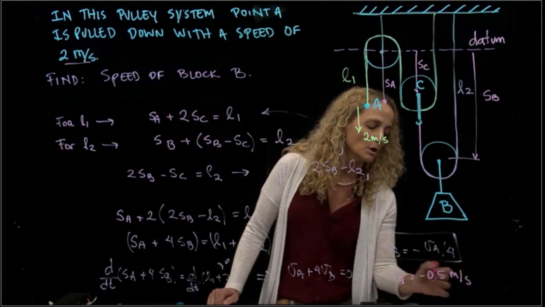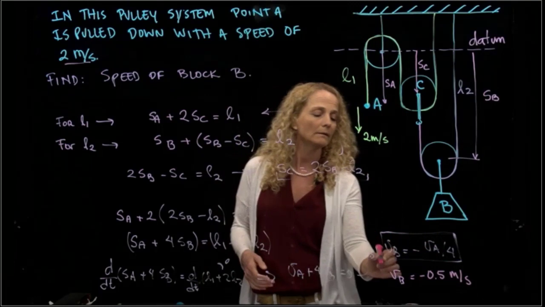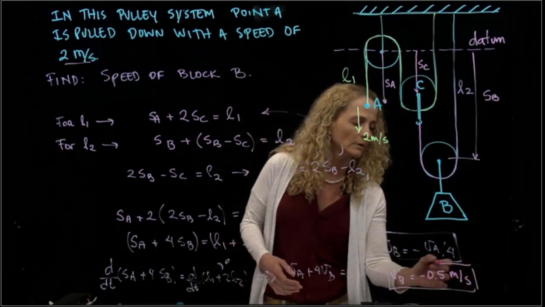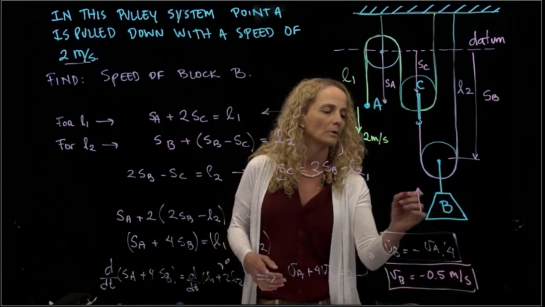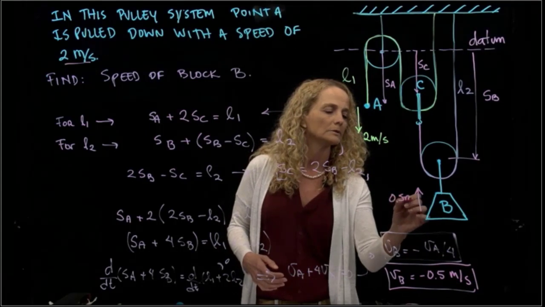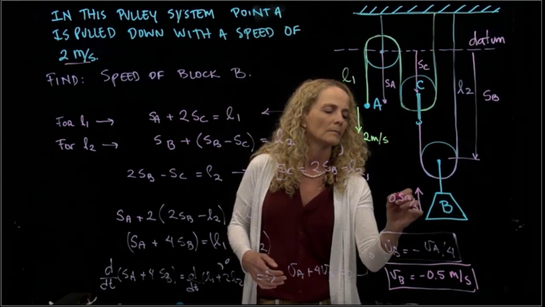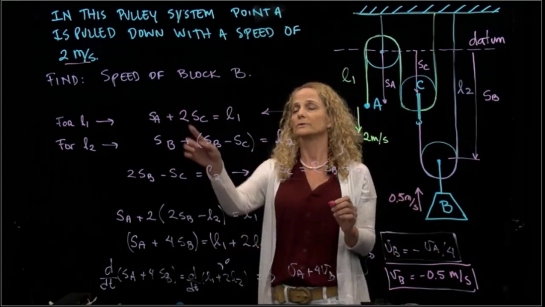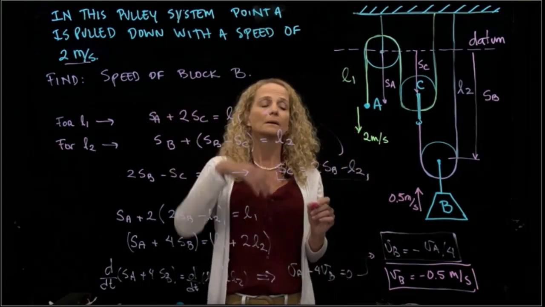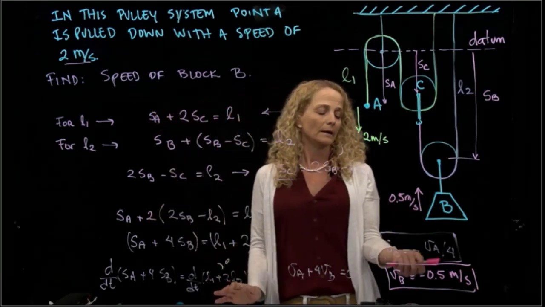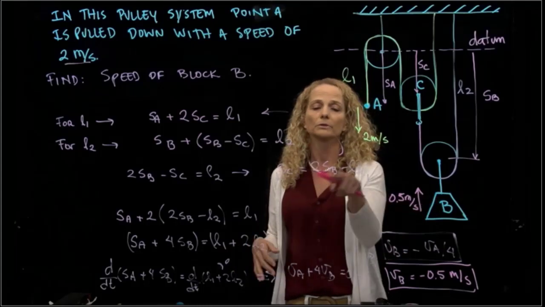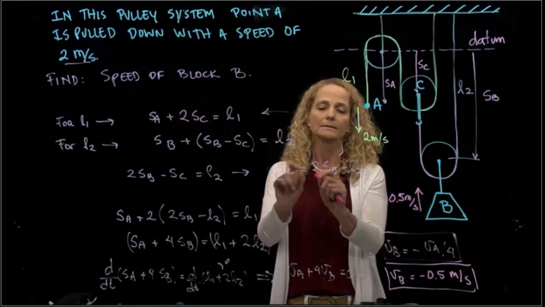meters per second. What does the negative sign mean? We talked about that in the previous example, that it goes upwards at 0.5 meters per second. That's the only question that we have been asked. If we want to find the velocity of C, well, we just use this equation that relates both SC and SB.